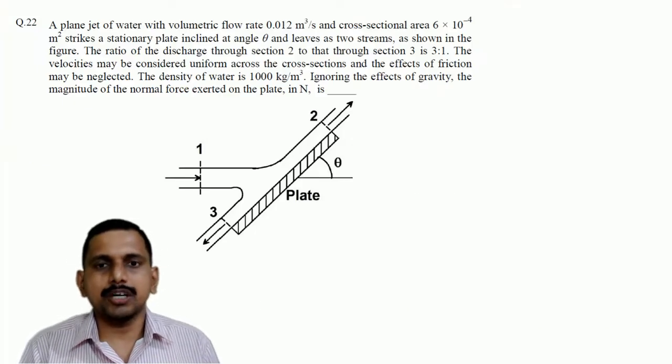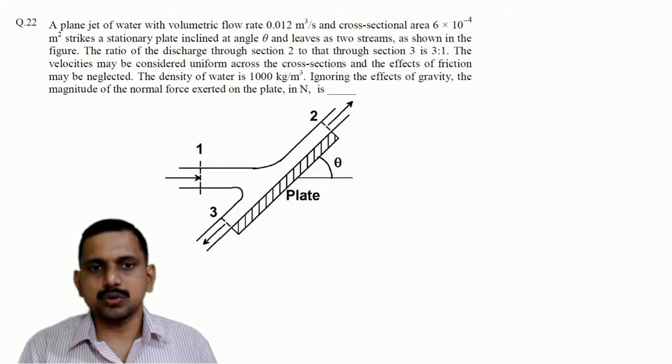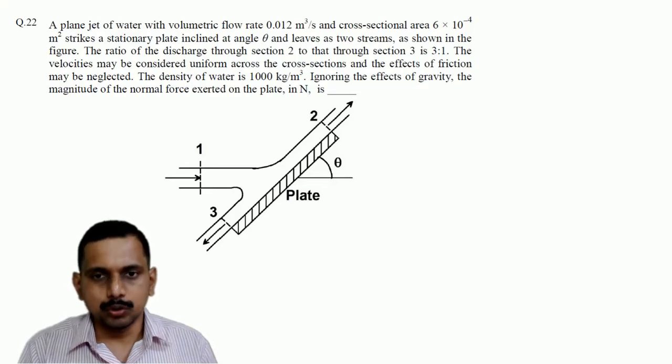A plain jet of water with volumetric flow rate of 0.012 meter cube per second and cross-sectional area 6 into 10 power minus 4 meters square strikes a stationary plate inclined at an angle theta and leaves as two streams as shown in the figure. The ratio of the discharge through section 2 to that of section 3 is 3:1. The velocities may be considered uniform across the cross-section and the effects of friction may be neglected. The density of water is 1000 kg per meter cube, ignoring the effects of gravity. The magnitude of the normal force exerted on the plate in Newton is dash.